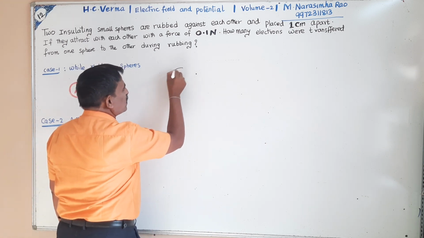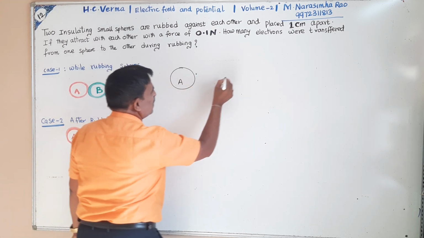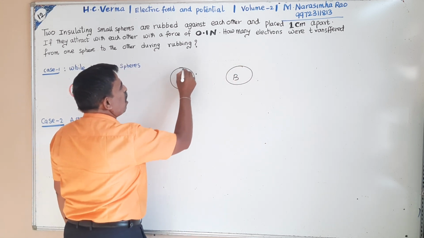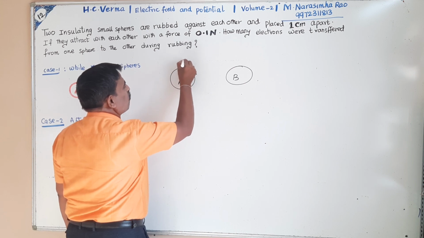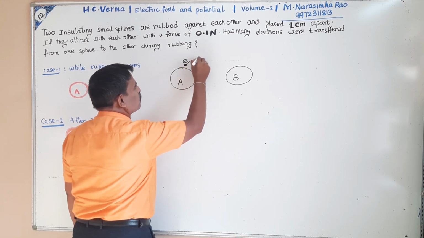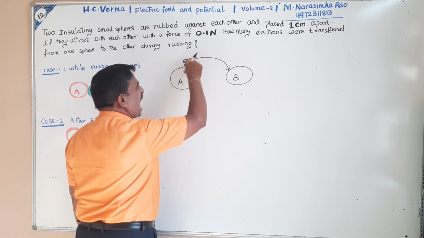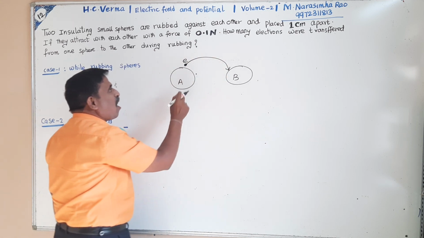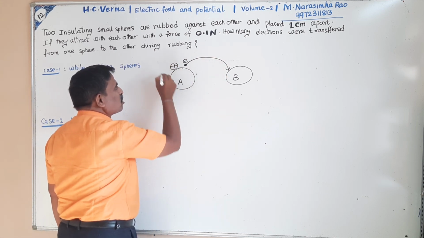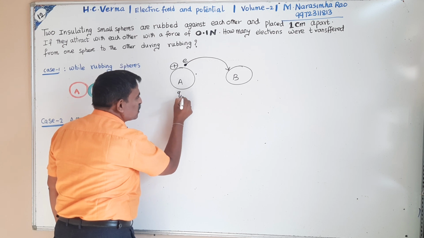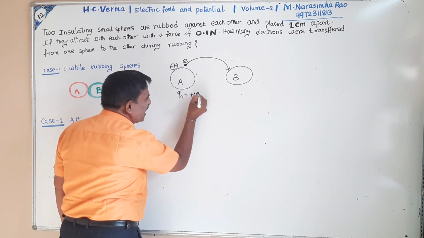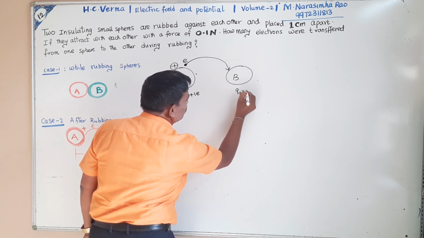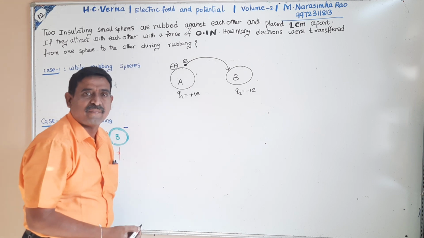Example. Now this is sphere A. Now this is sphere B. Suppose one electron is transferred from one sphere to another sphere. Now this is losing one electron, so it becomes a positive charge. Charge on the first sphere is equal to plus 1e. It is gaining one electron. Charge on the second sphere is equal to minus 1e.